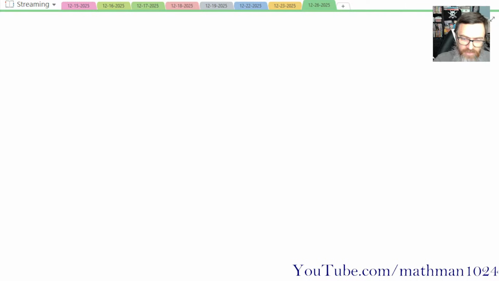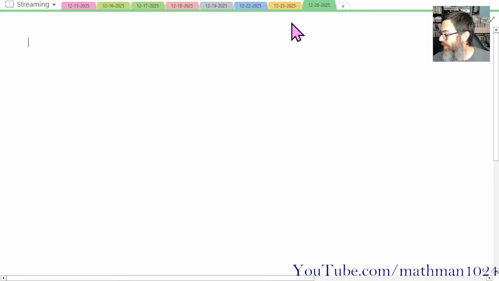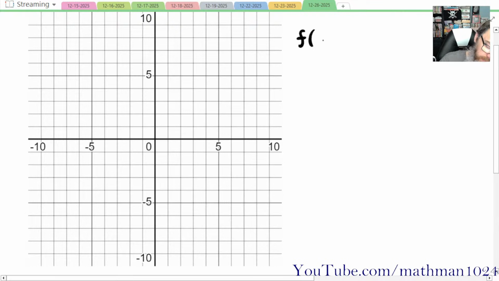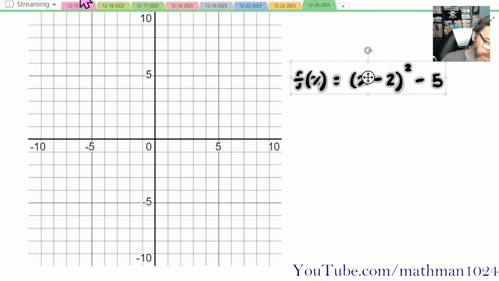So let me just review real quick. I think it was here. I'll just grab this guy. And let's make sure that we remember how to graph, right? So for example, if I have f of x is equal to, let's say, (x minus 2) squared minus 5. And there I go again, forgetting that I've got my face in a bad spot. That's okay. Quick adjustment, and now we can see. All right.